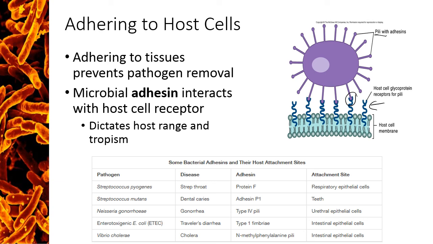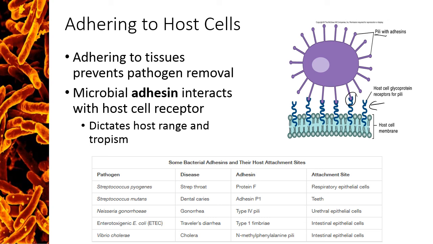All of your pathogens are going to have to do this, but they don't all have to get into the cell the way viruses do. So all pathogens need to have some sort of adhesin molecule that's going to interact with some sort of receptor on human cells and tissues so that the pathogen doesn't get flushed out of the human body.